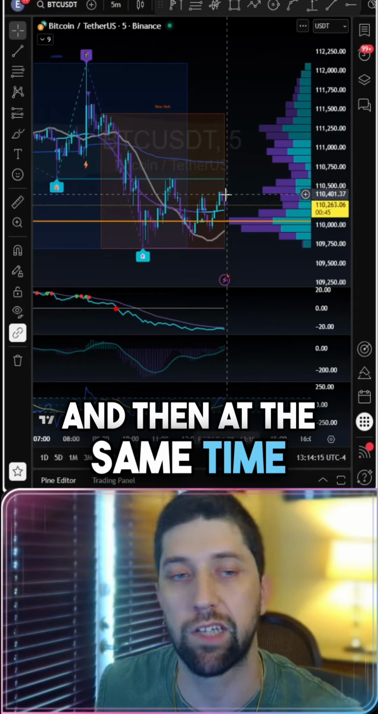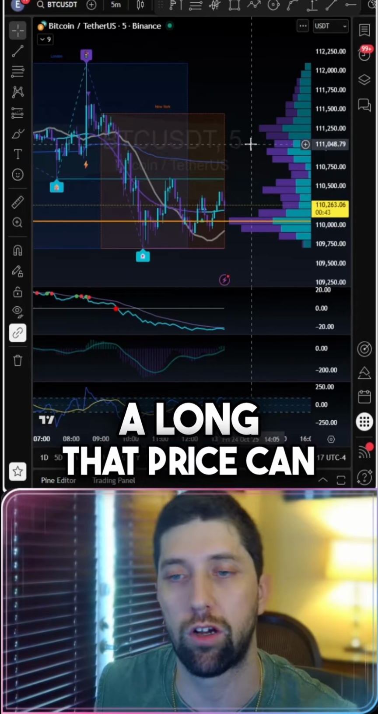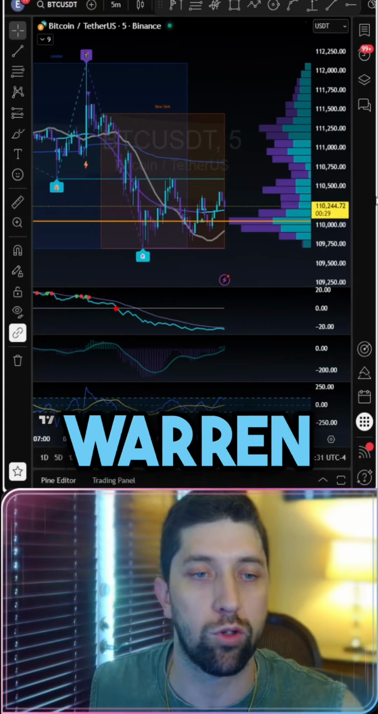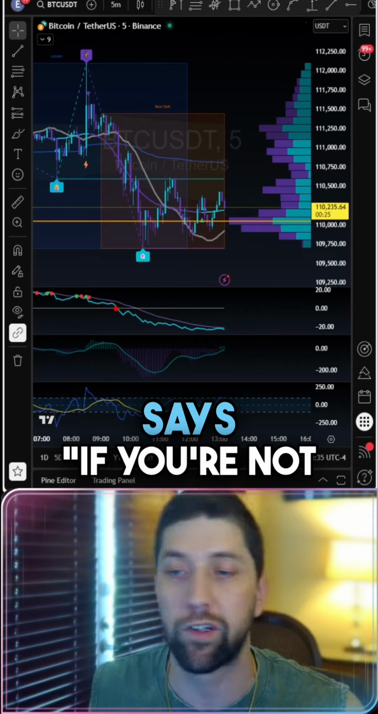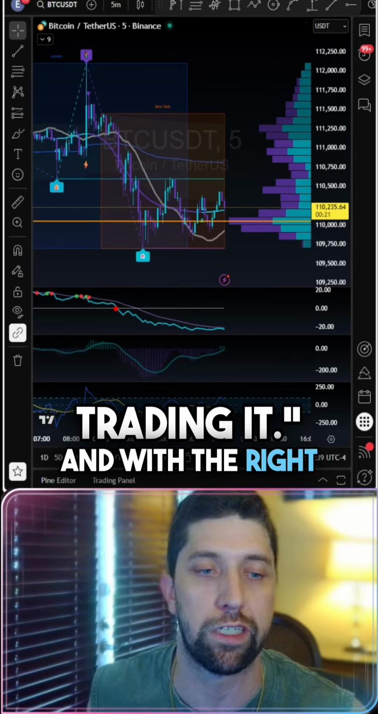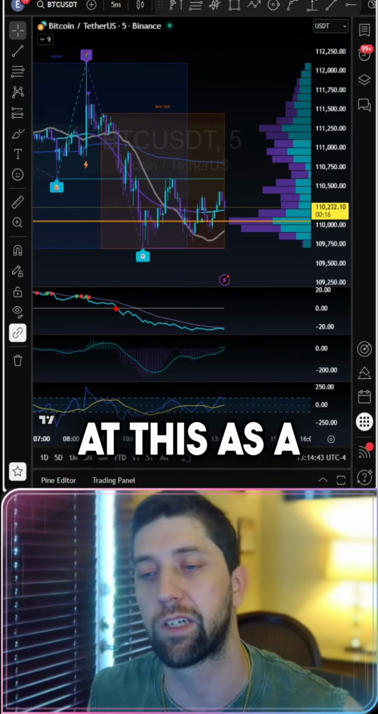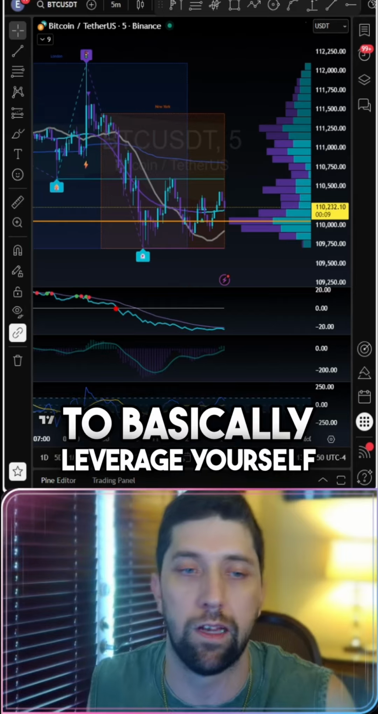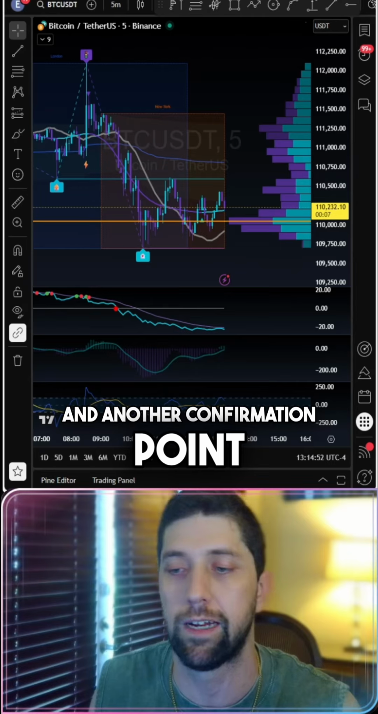And then at the same time, I do have to understand that if I get into a long, that price can go against me, which would be considered drawdown. And like the old Warren Buffett statement says, if you're not ready to see your investment go down 50%, then you probably shouldn't be investing or trading it. And with the right mindset, you can also look at this as a DCA or another entry opportunity to basically leverage yourself at potentially a better position and another confirmation point.